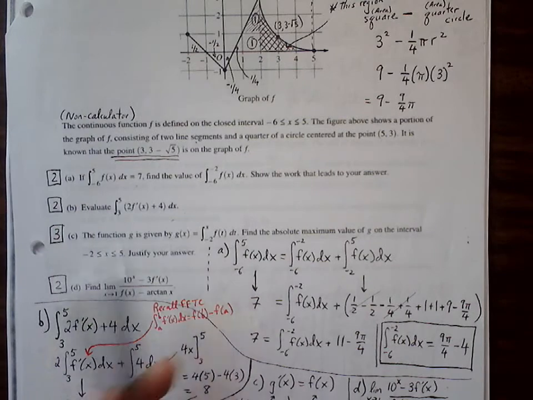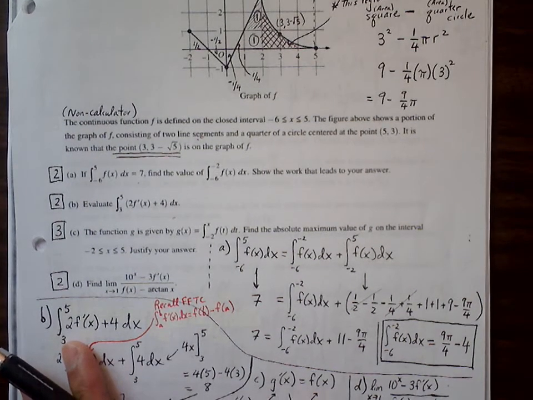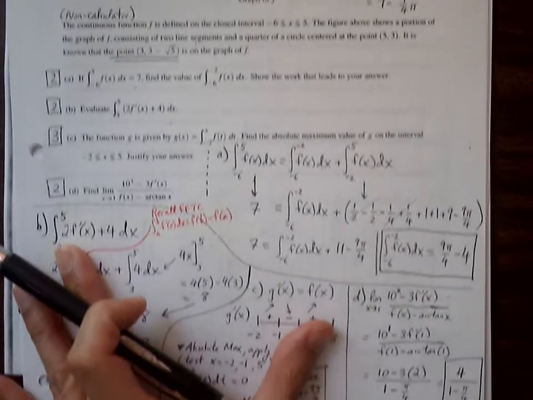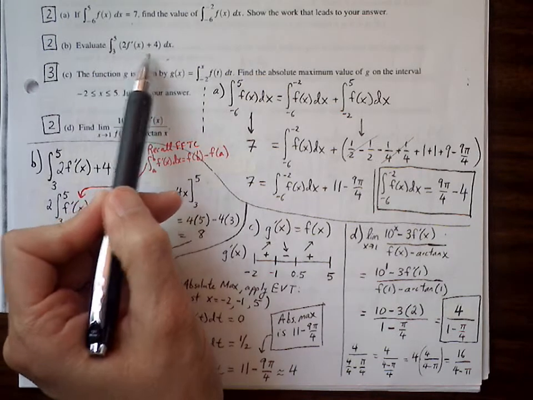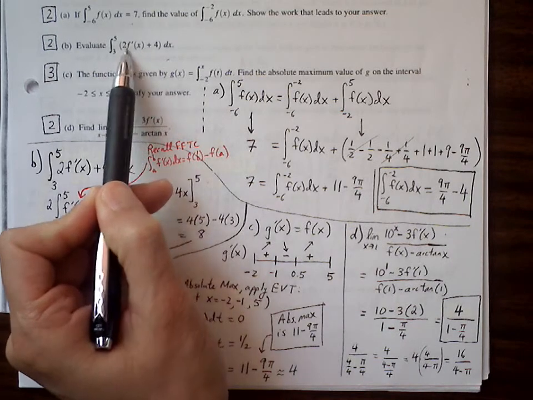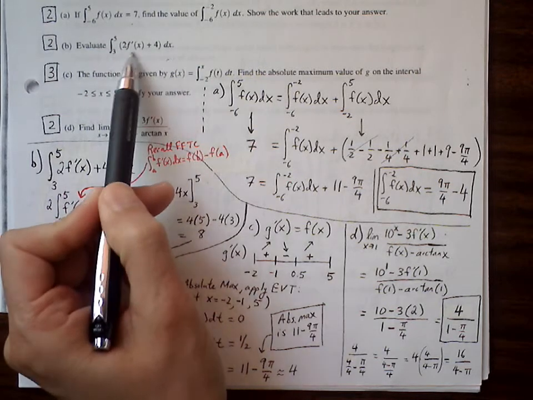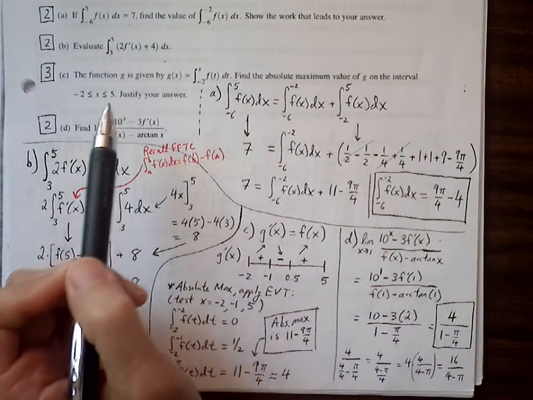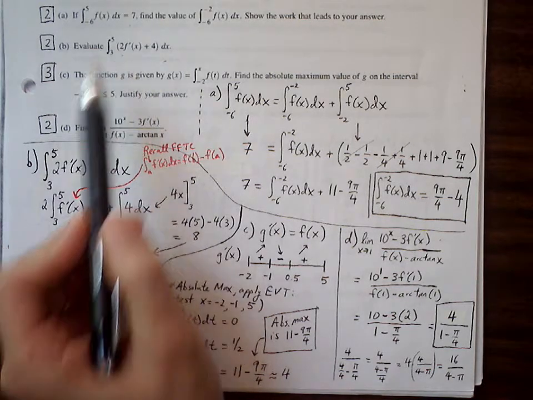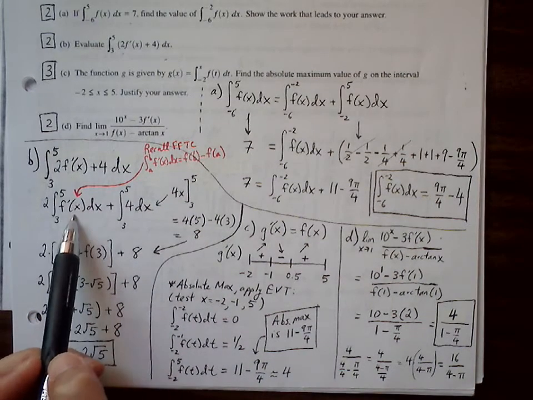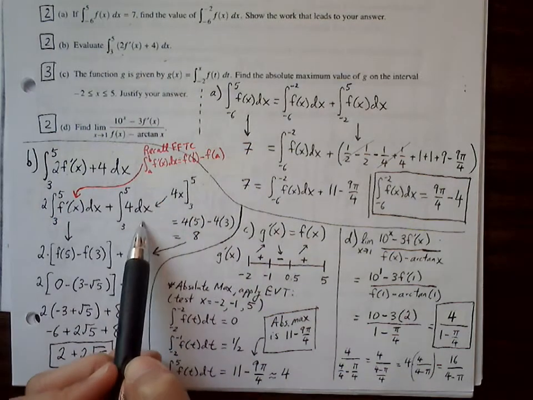Okay, number 2, part B, rather. Find the definite integral from 3 to 5 of 2f prime of x plus 4. Anytime I see a plus or minus, I like to think of these as two separate expressions, and then I can break apart my definite integral expression. So I can think of this as a definite integral from 3 to 5 of 2f prime of x plus the definite integral of 4 from 3 to 5.